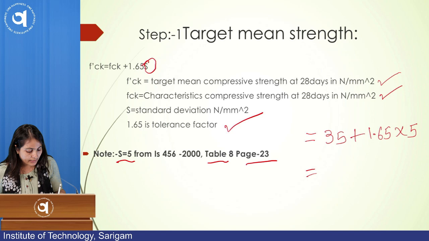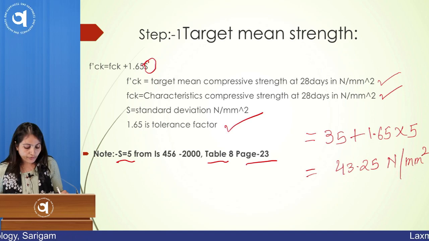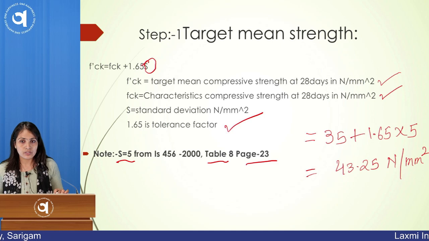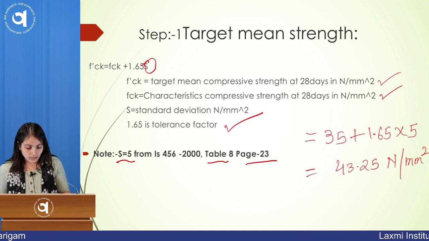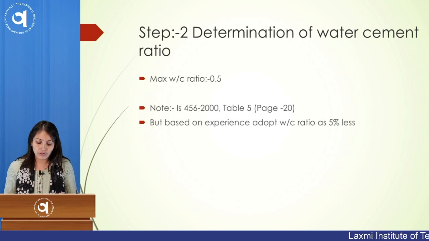So your answer is, what is the target mean strength here? We have 43.25, which is in units of Newton per mm square. So in the first step you got the target mean strength. Okay. So now for the determination of water content, the water cement ratio.